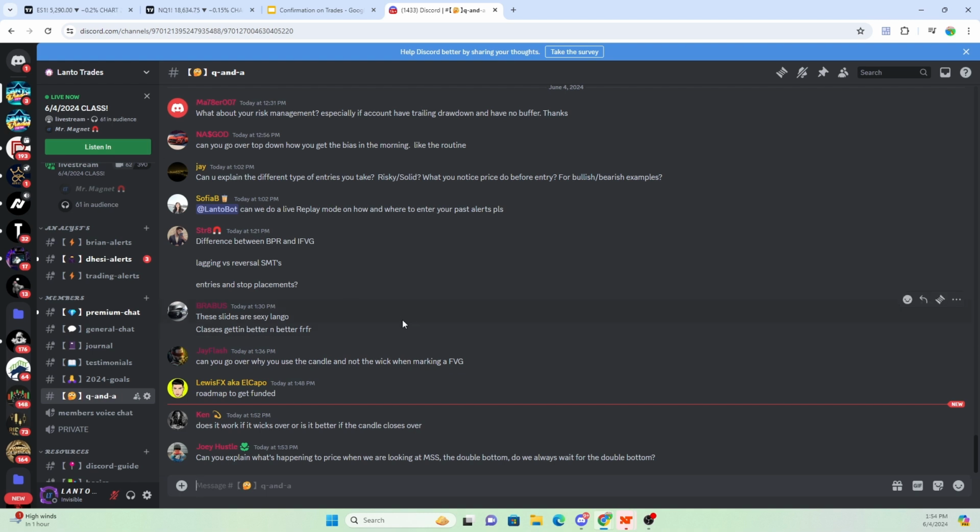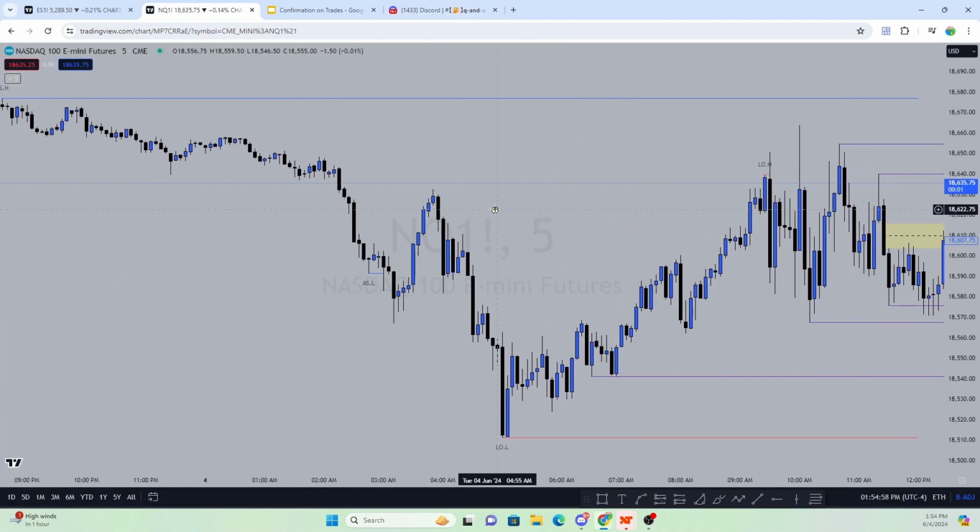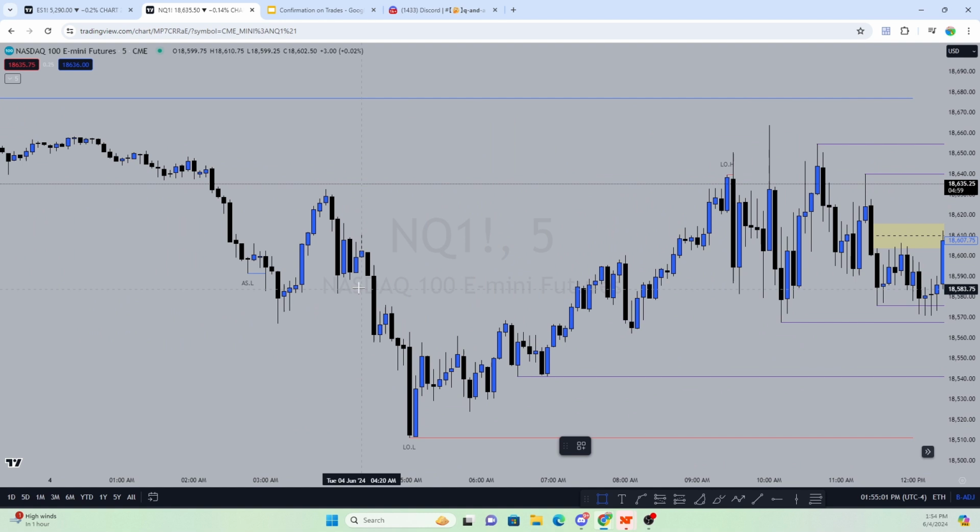Yes, sir. Can you go over why you use candle and not the wick when marking a fair value gap? Do I do the wicks? Here, let me use an example. This is a good fair value gap to use.